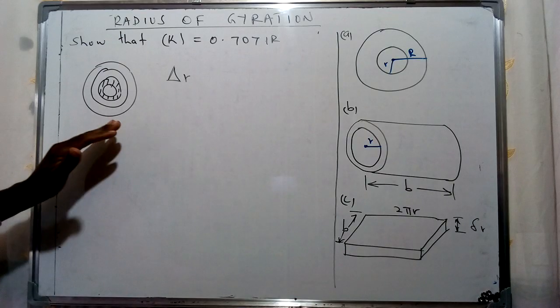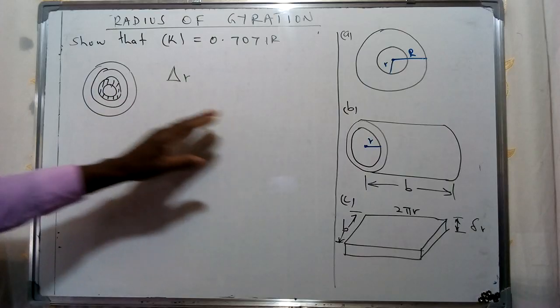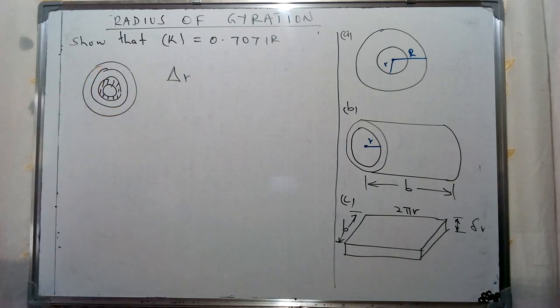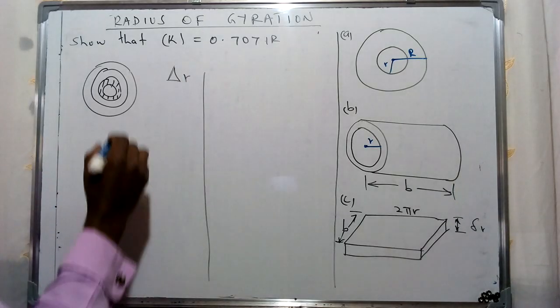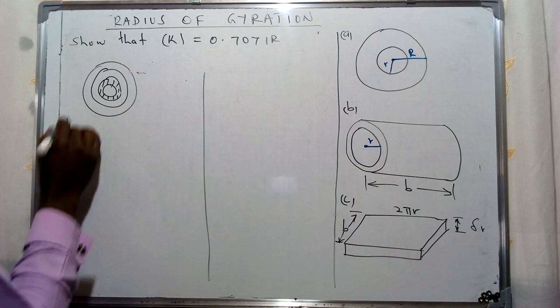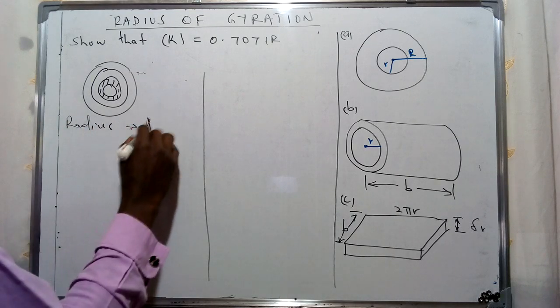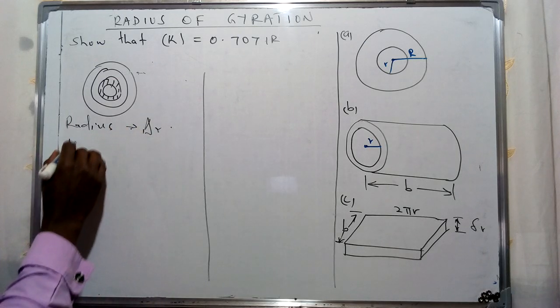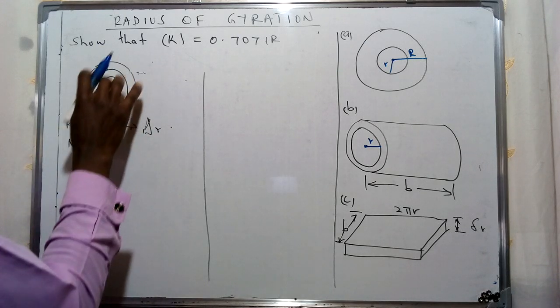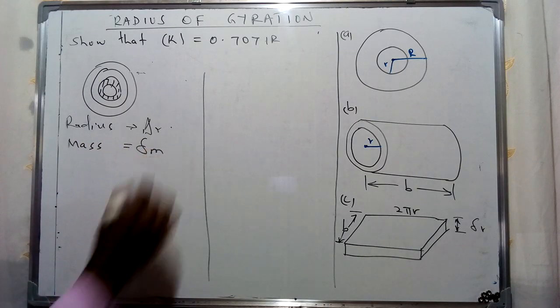Now, if we consider the mass of this small ring, or a section of the cylinder given using this cross-sectional ring, let's consider the radius of this small ring given in terms of delta r. We can as well consider the mass of this specific section of the ring, which makes up this cylinder, as sigma m.